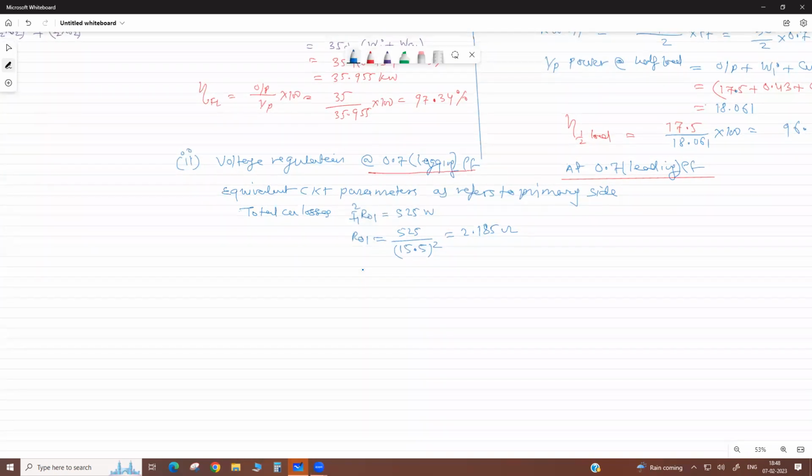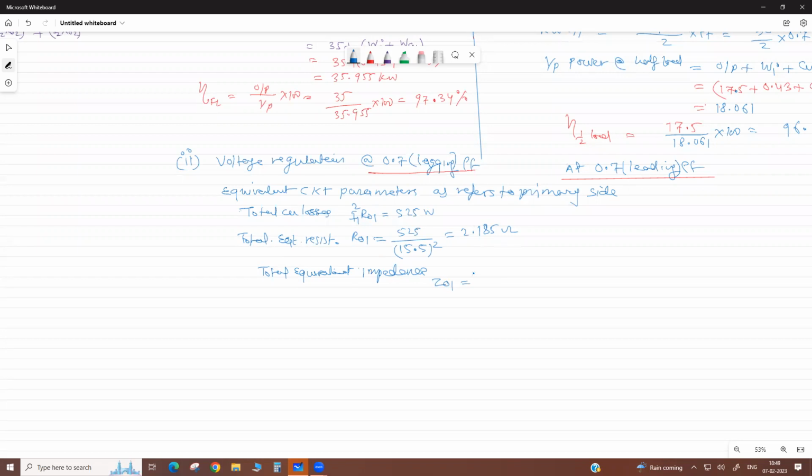This voltage is given and current is given. So we can calculate the total equivalent impedance. This is the total equivalent resistance, as referred to the primary side. This is also now Z01 as referred to the primary side.